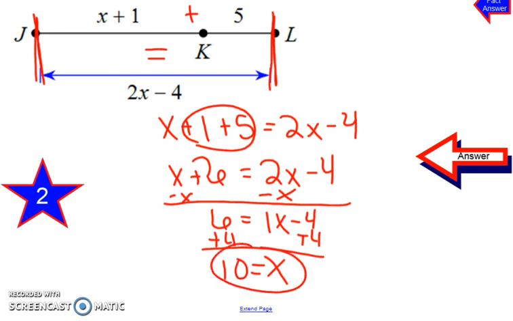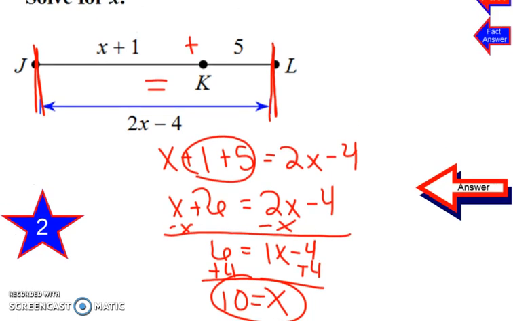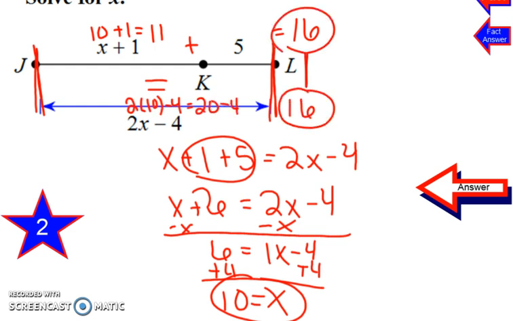Now, one way to check ourselves to make sure: if I plug 10 back in, well, 10 plus 1 equals 11, and 11 plus 5 equals 16. Well, if I plug x into the bottom, because x is the same, it doesn't matter which line segment you're looking at, I have 2 times 10 minus 4. Well, 2 times 10 is 20 minus 4, and that equals 16. And that's important that both of those numbers equal each other because they're congruent line segments, and congruent means they have the same measure. So if we don't get the same number out, something went wrong and we need to go back and double check all of our work.